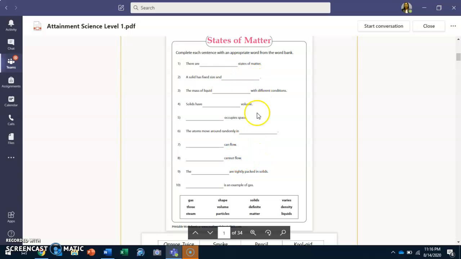Yes, awesome. So now number 5. Blank occupies space. What occupies space? Volume occupies space. Number 6. The atoms move around randomly in particles. Yes, number 6 is particles. Number 7. Blank can flow. So what can flow? What can flow?